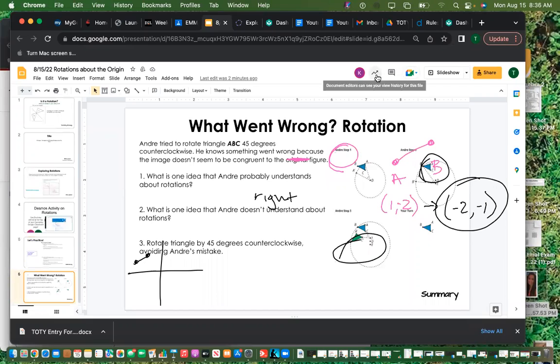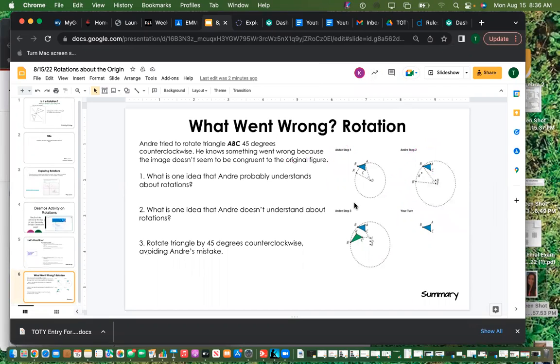On the next one, Andre tried rotating the triangle ABC 45 degrees counterclockwise. He knows something went wrong because the image doesn't seem to be congruent to the original figure. So what's one idea that Andre probably understands about rotation? Well, he understands that from this point to the middle of this circle, the distance should be the same when he rotates it. So from here and here, it should be the same distance, as well as from the circle, this is your degrees. So equidistant from center.